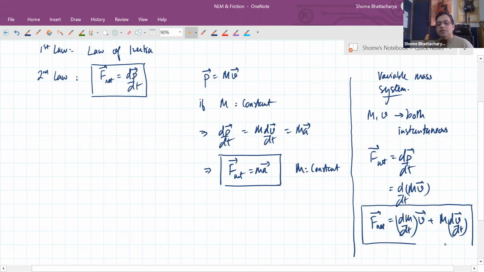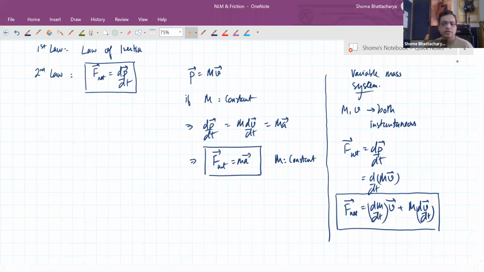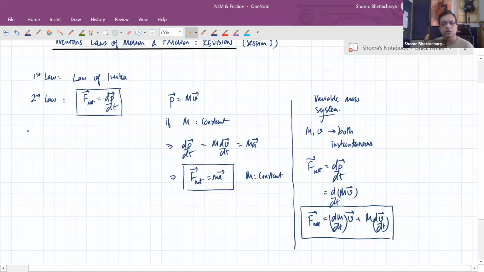But one should remember that it's not a universal fact that net force is equal to mass into acceleration. It is a conditional fact when the mass of the body in concern is constant. Otherwise, the universal condition is that the net force acting on a body equals the rate of change of momentum. That is in fact the statement of Newton's second law. Okay, so that's about the first two laws. And as we know, the third law is the action reaction principle.